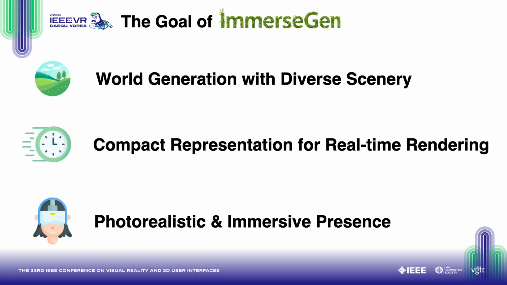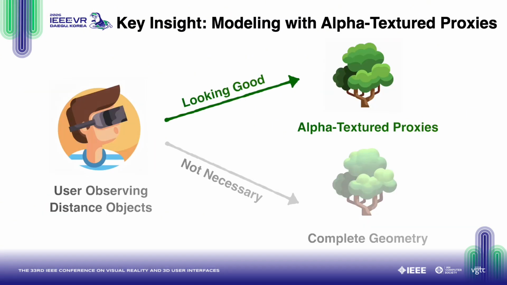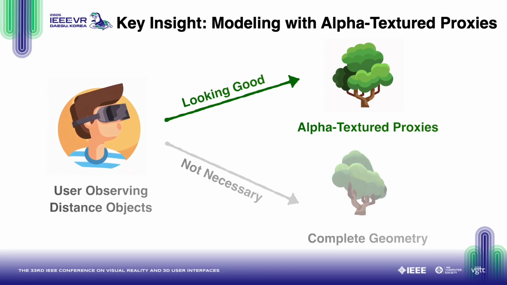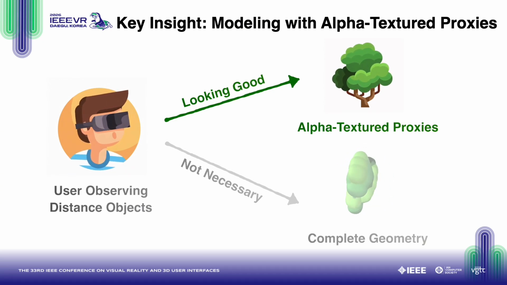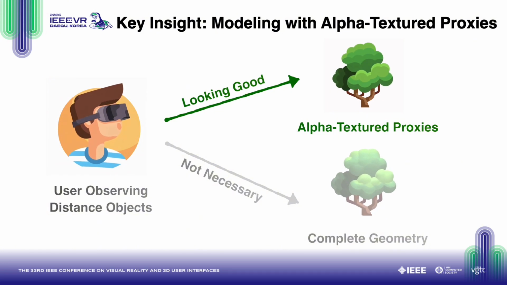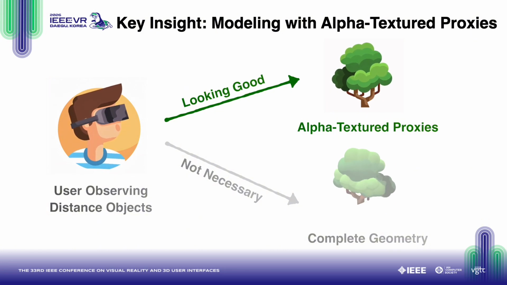In this paper, our goal is to build a novel 3D scene generation framework, which enables the automatic creation of immersive environments with diverse scenery and compact representations, supporting real-time rendering on mobile VR devices while delivering photorealistic visuals and an immersive presence. The key insight is that not all scene assets require the same geometric complexity from the user's perspective, making exhaustive 3D modeling unnecessary for immersive VR.